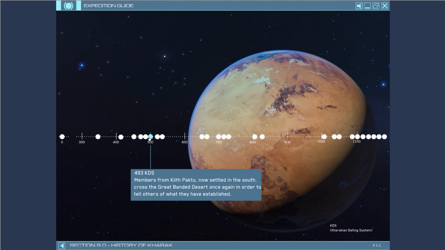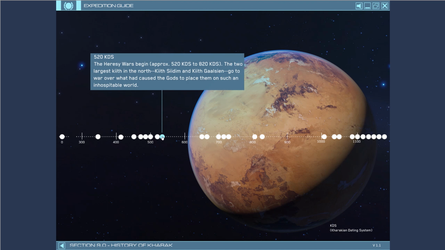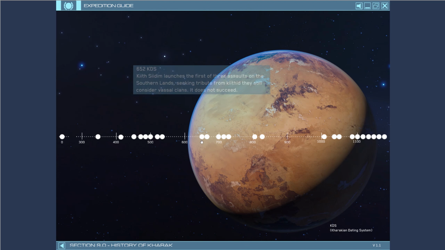In 513, the Sidim slaughter the Manani at the Faran Shah, the dancing grounds. And in 520, the Heresy Wars begin, which last from about 520 to 820. The two largest kith in the north, the Sidim and the Galcian, go to war over what had caused the gods to place them on such an inhospitable world. So essentially it's a religious war. In 652, the Sidim launched the first of 3 assaults on the southern lands, seeking tribute from kithid they still consider vassal clans. It does not succeed.